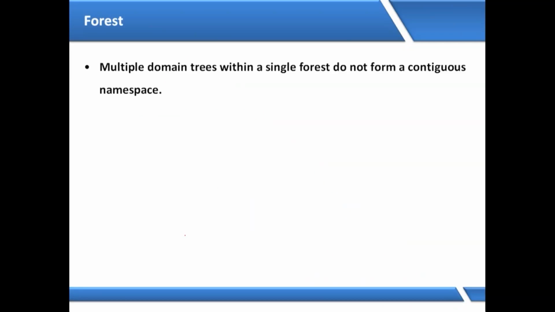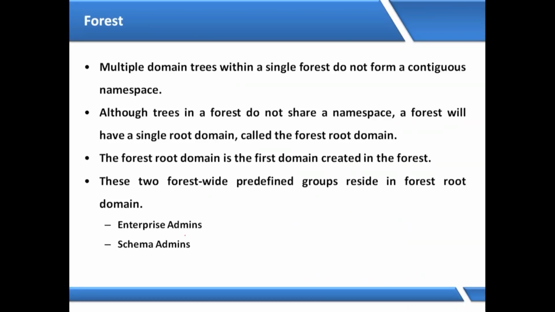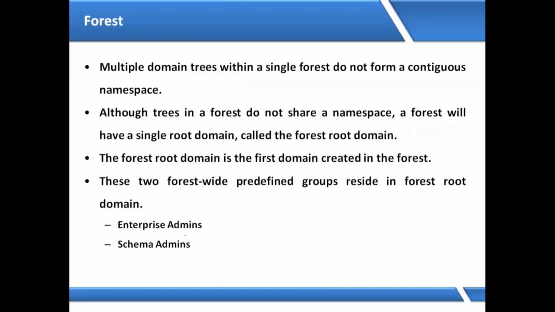Now the last slide, forest. A forest consists of multiple trees. It can be with contiguous and non-contiguous names. Your first domain is the root domain, which is also called the forest root domain. It is the first domain created, which is called the parent domain. The first domain will show when you go to the command prompt and type netdom query fsmo. If it is a domain, it will show primary.